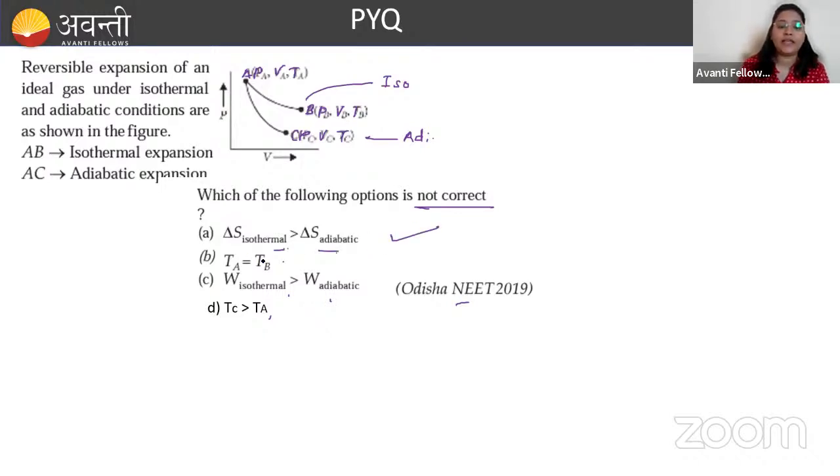Next statement, TA is equal to TB. Where is TA? TA is this one and TB is this one. So isothermal change is there, right? For isothermal change, temperature is going to be constant, and that's why this statement is again true.